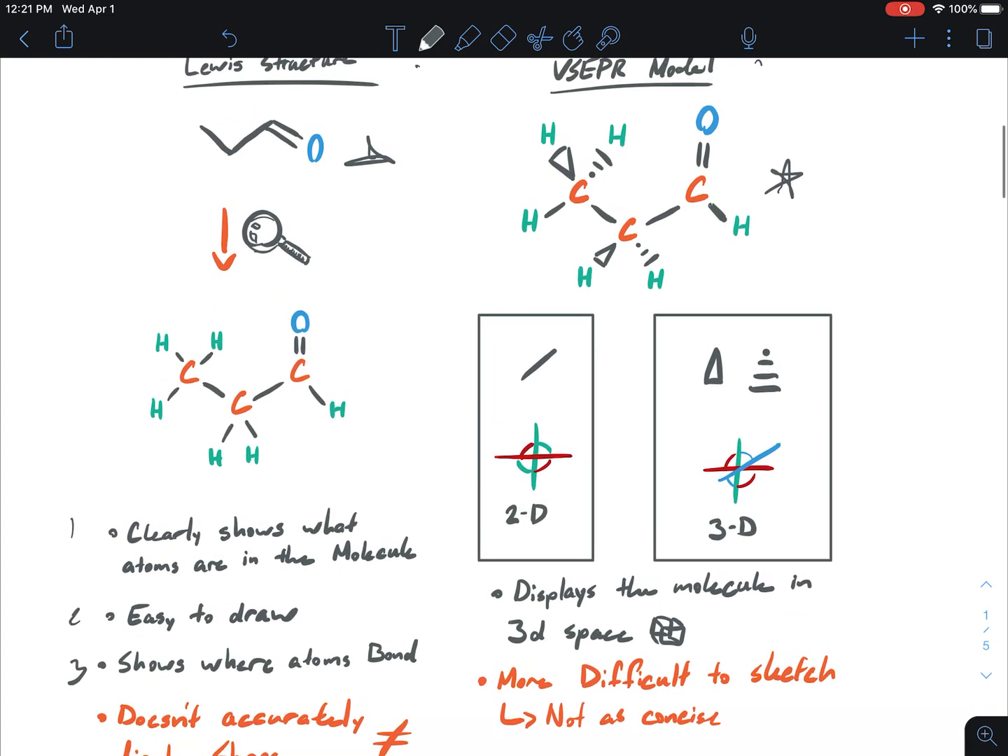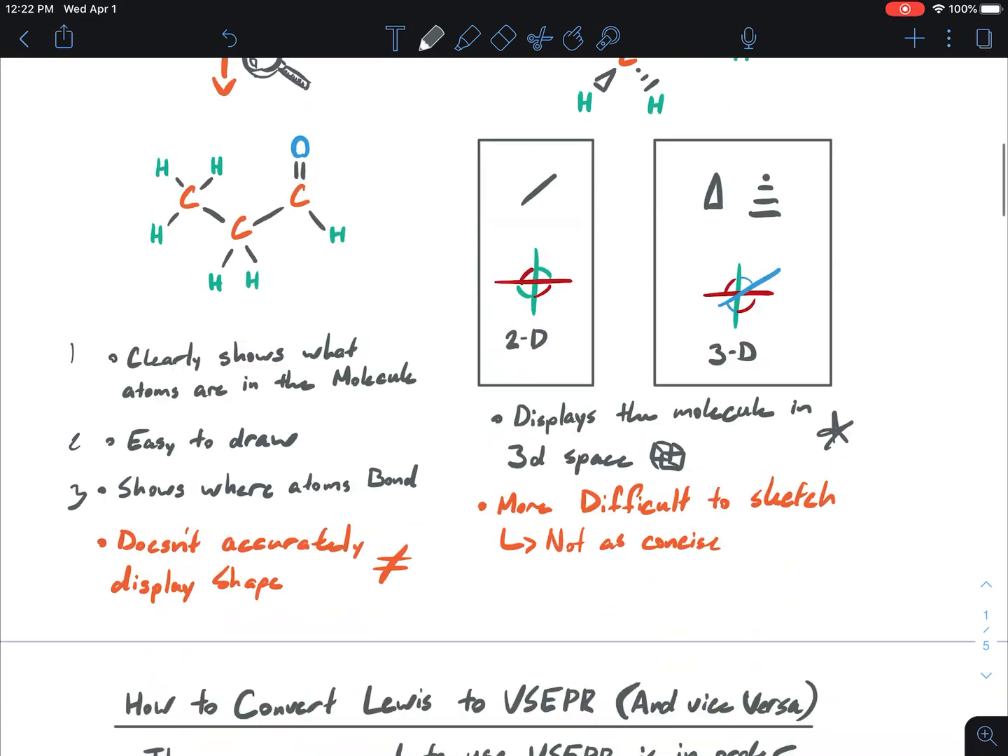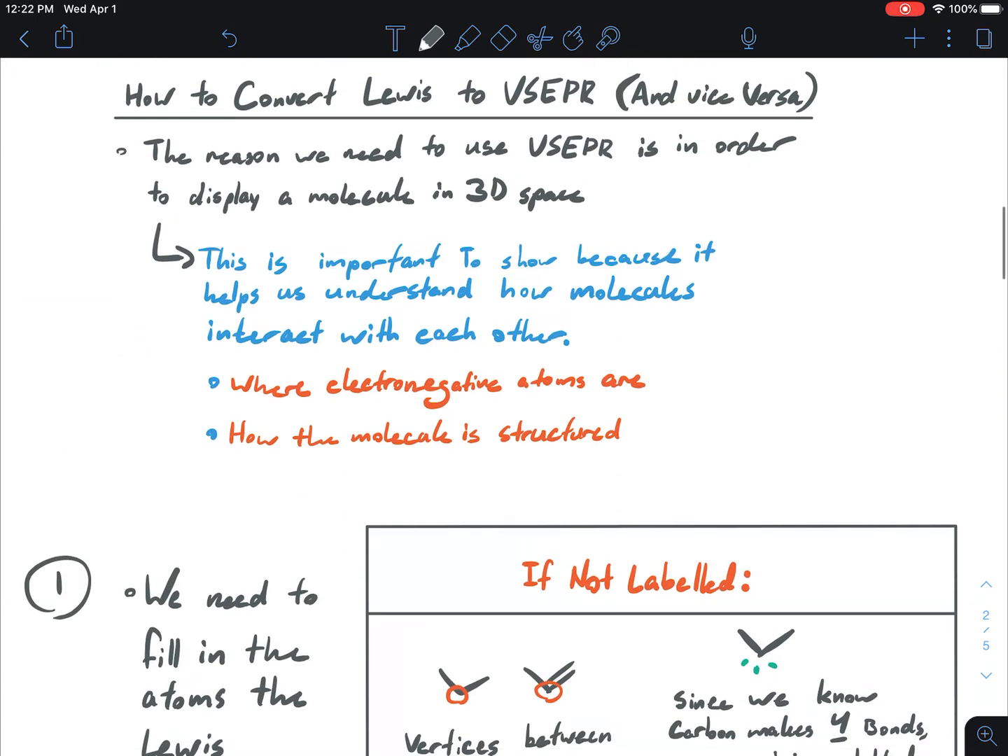The VSEPR model, on the other hand, is more difficult to sketch, but it does display the molecule in 3D space. And right now we're going to learn how it does that, and how we can convert one to the other. The reason we need to use VSEPR is to display the molecule in 3D space, and that's important because it helps us understand how molecules will interact with each other. So that's like where electronegative atoms are, exactly how the molecule is structured, stuff like that.